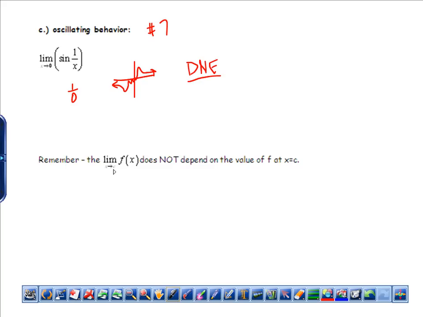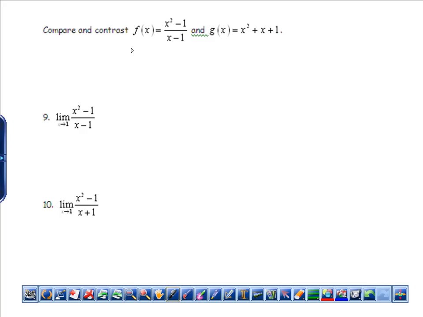Remember, the limit as x approaches c of f of x does not depend on the value of f of x equals c. They might be the same if it's continuous and if it's a basic graph, but they don't have to be the same. It doesn't determine whether the limit exists or not. All right, so let's compare and contrast this f of x and g of x.